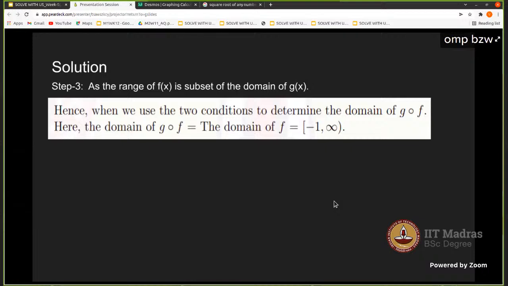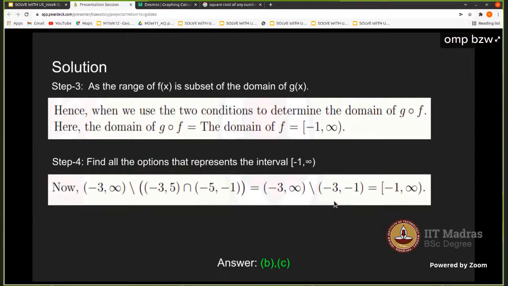That is not the case here. So the domain of composite functions is to be found stepwise. Okay, sir, I got it. Sir, I have understood till the range of f of x is equal to 0 to infinity. Then afterwards, how do we calculate the domain?